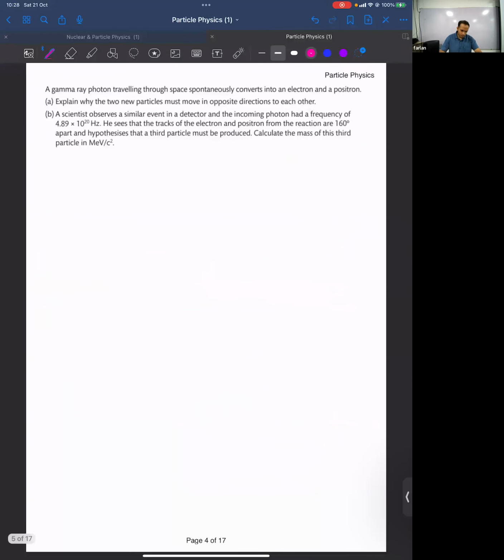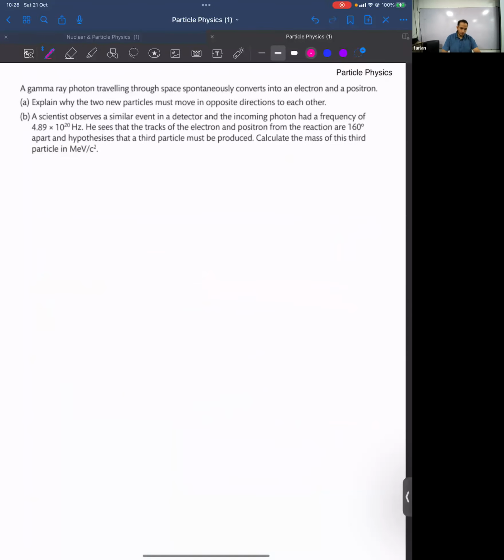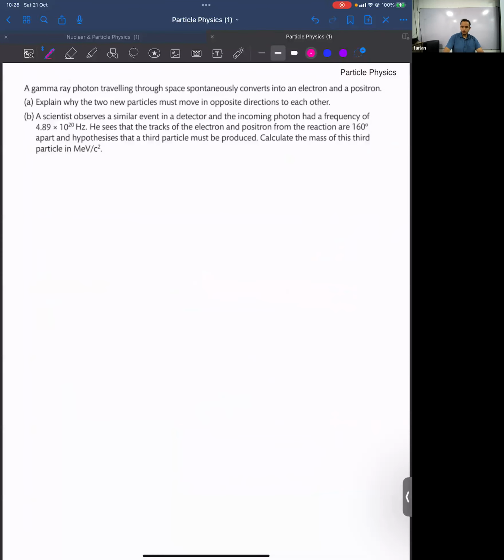There's another one on the next page, page 4. You can do that and go for a break. We'll do this and go for a break.